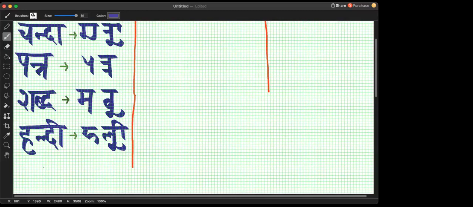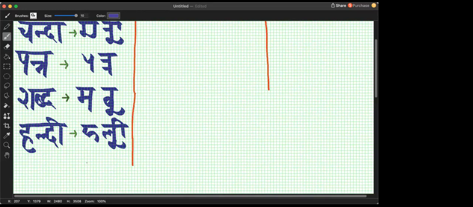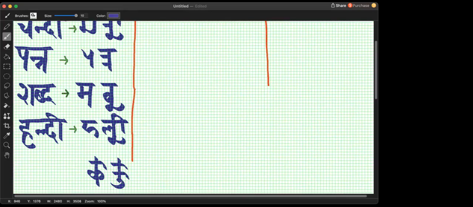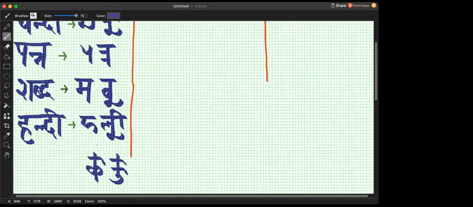Except for k, because when you're writing k, the alphabet on the top will remain half, and at the bottom it remains full. But if you would want to add a u matra to this again, this also has to be a half here. That point of time, see. So when you're writing ku, it'll be like this. So I hope this is clear.